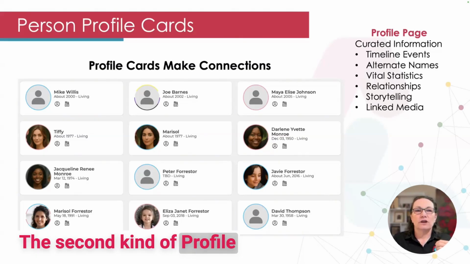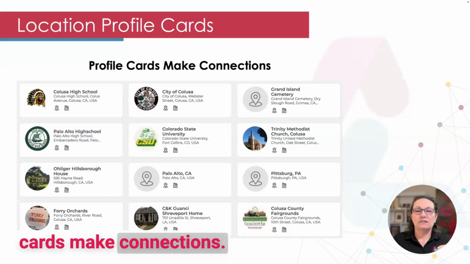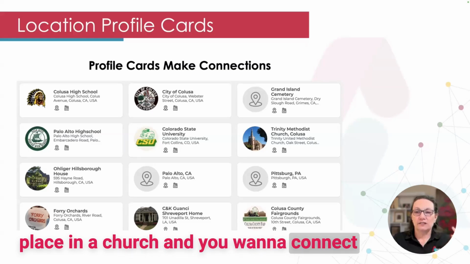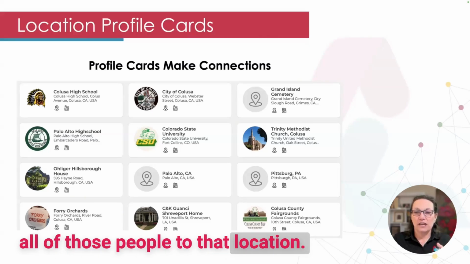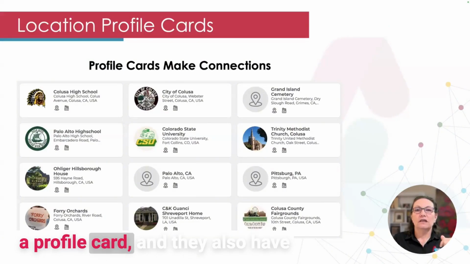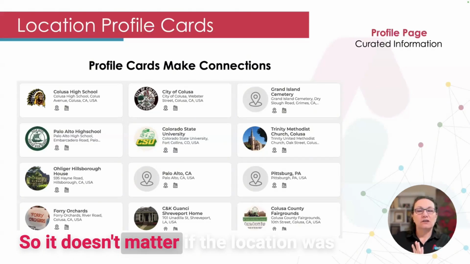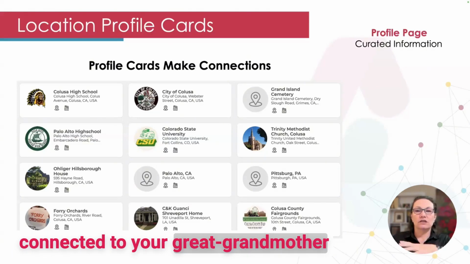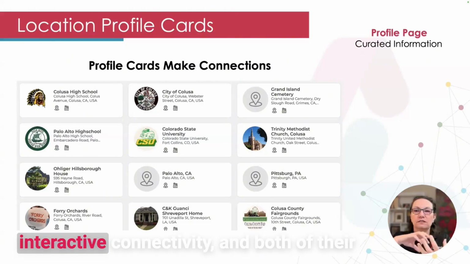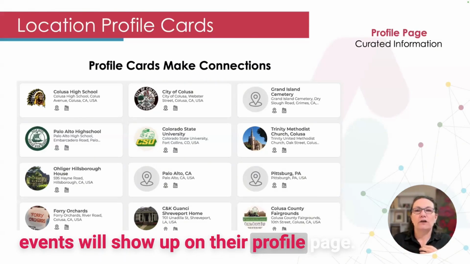The second kind of profile card we have is the location. So this is how the location cards make connections. If you think about a marriage that took place in a church and you want to connect all of those people to that location, this is how we do it, by linking it to a profile card. And they also have profile pages with curated information. So it doesn't matter if the location was connected to your great-grandmother and then your nephew. We get that interactive connectivity, and both of their events will show up on their profile page.